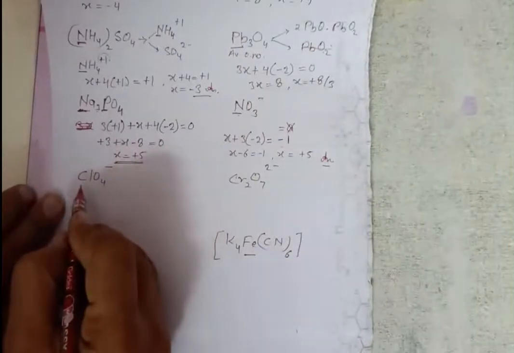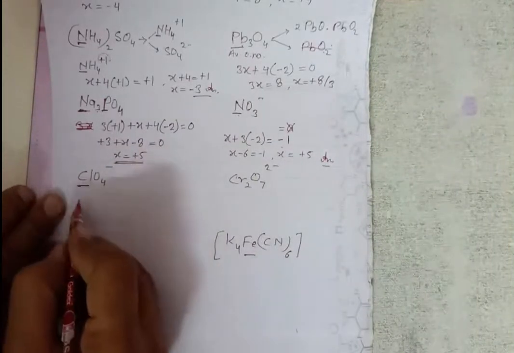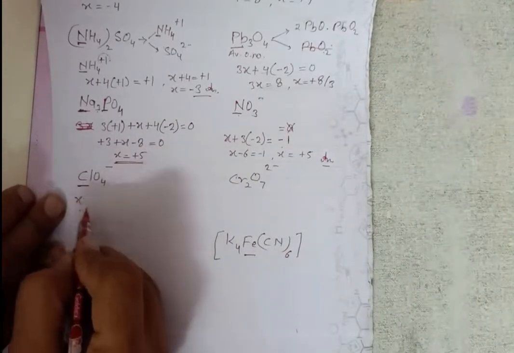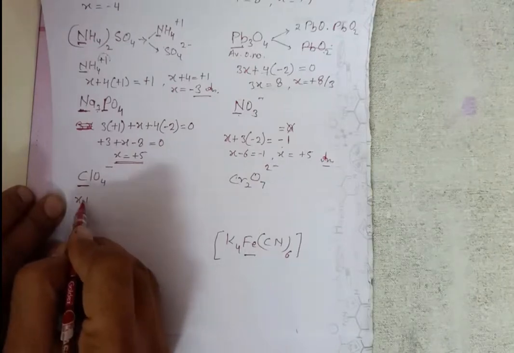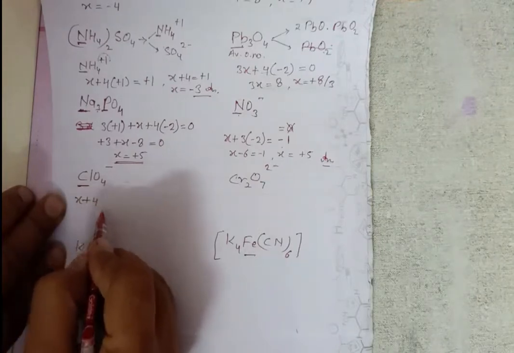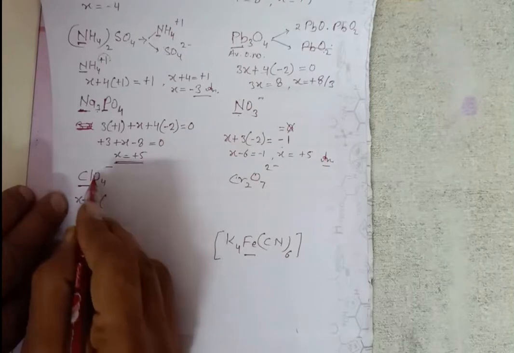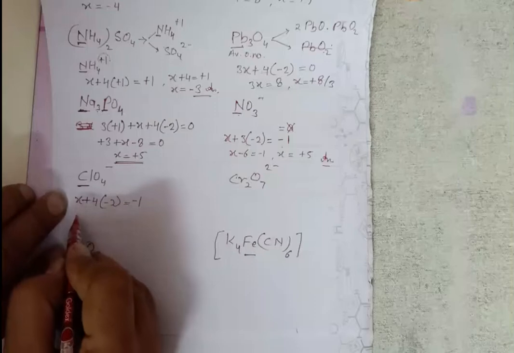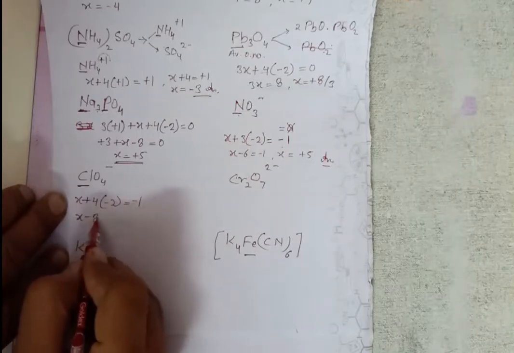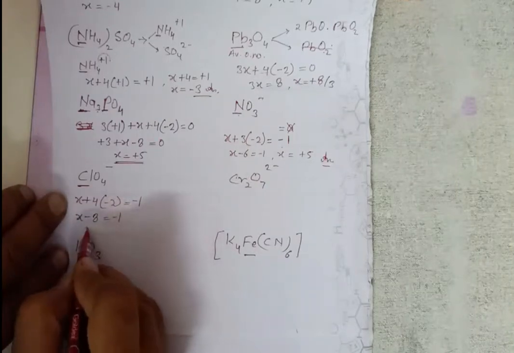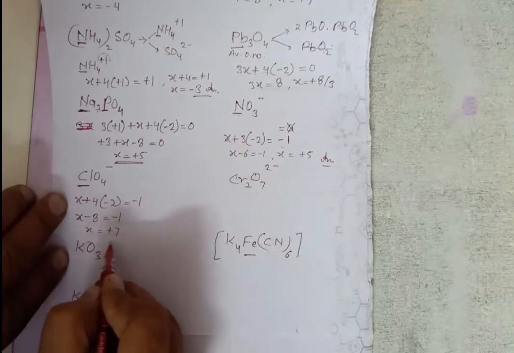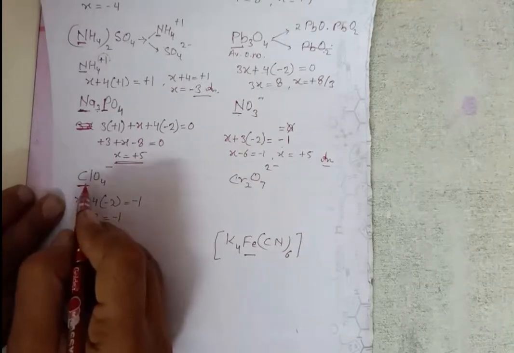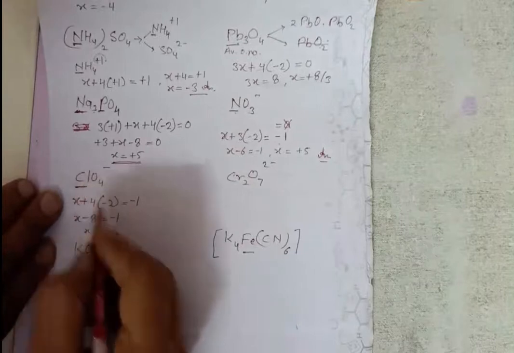Okay, and the next one is perchlorate ion. For chlorine we can write x, then write plus, then subscript. Oxidation number of oxygen is minus 2. The sum must be equal to minus 1. X plus 4 times minus 2, that is minus 8, equals minus 1. The x will be equal to plus 7. So here in perchlorate ion, oxidation number of chlorine is how much?